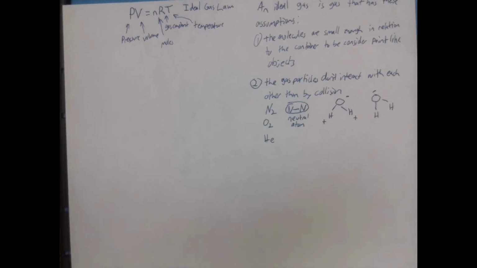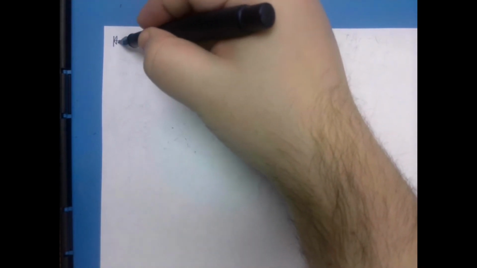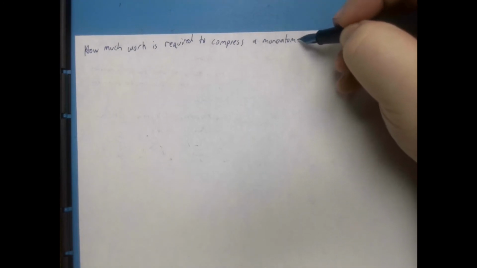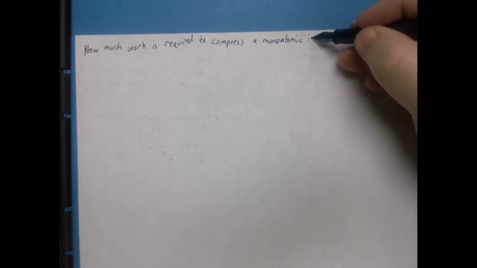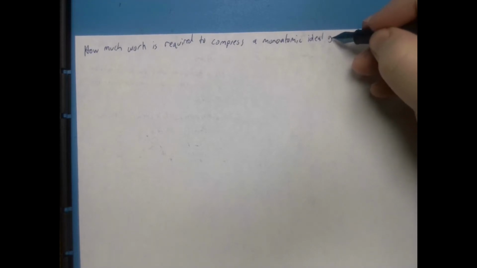So let's do some examples. That's out of the way of the problem we were doing yesterday, or the equations we were doing yesterday. So how much work is required to compress a monatomic ideal gas? Your monatomic gases are your noble gases.